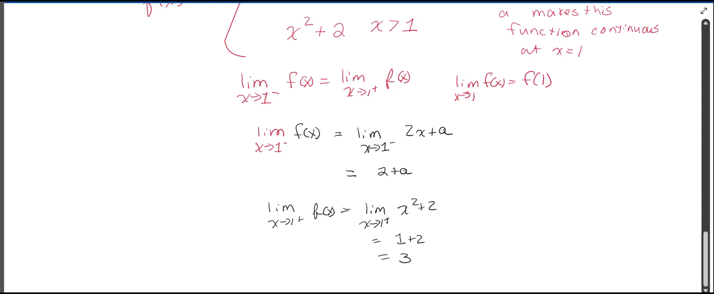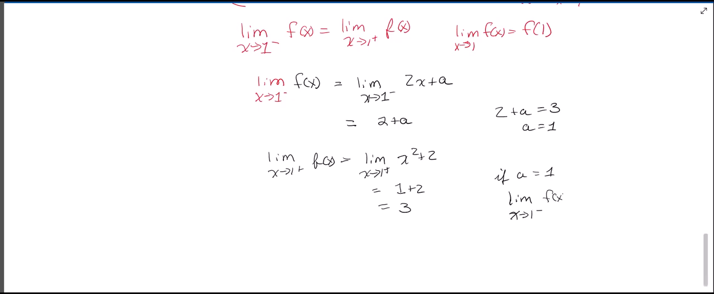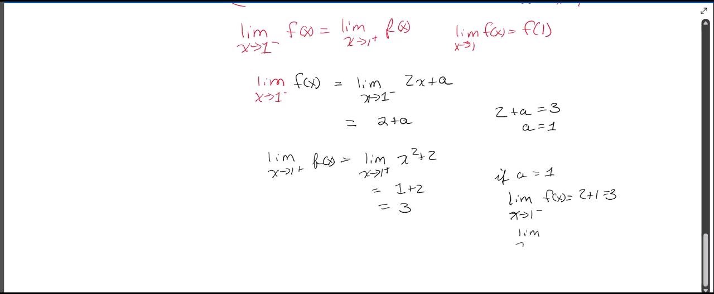And now in order for this thing to be continuous, these two limits have to be equal. So 2 plus a has to equal 3, or a has to equal 1. And so if a equals 1, then the limit as x approaches 1 from the left of f of x equals 2 plus 1, which is 3. The limit as x approaches 1 from the right of f of x equals 3.